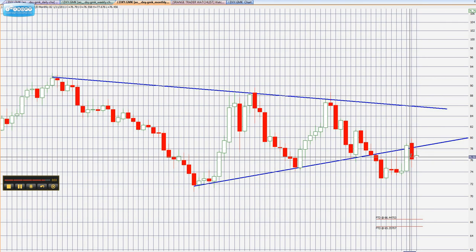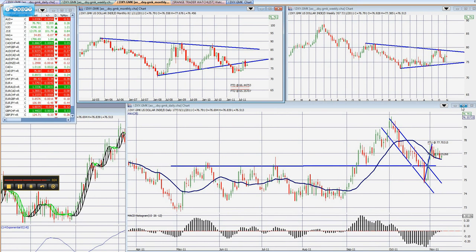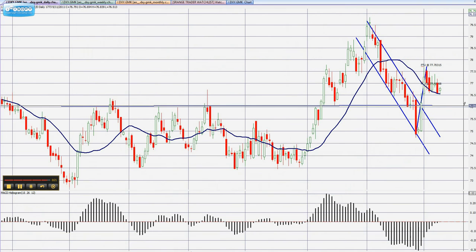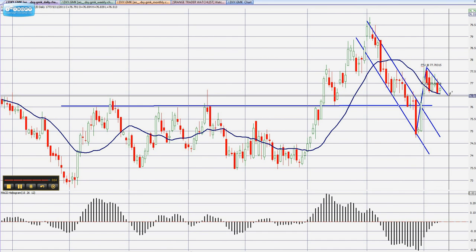So the overall picture of the US dollar will be weaker in the future, but in the short term, if we go straight to the daily, what we're seeing here is a bull flag, which means a further strengthening of the US dollar, and this basically indicates that the US dollar will be strengthening in the short term.